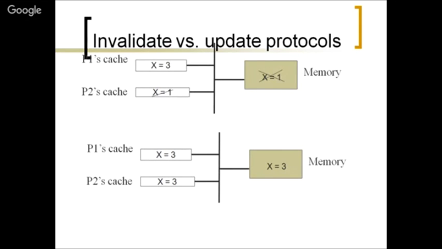Means there's a difference between invalidate and update protocols. In the first case, if P2 is storing some data which is the older copy, they must invalidate that. First of all, they should invalidate that copy, and you should write to the P1 cache and update accordingly. So the first case shows the invalidate case, and the second one is your update case.